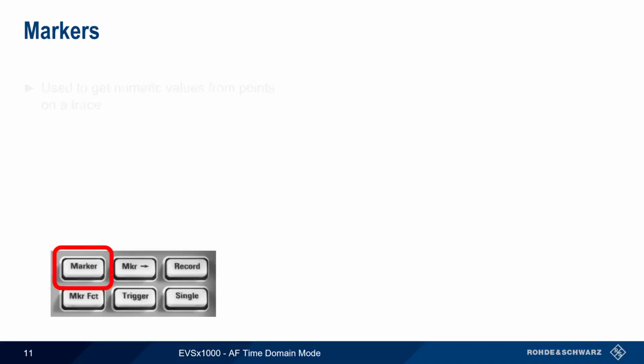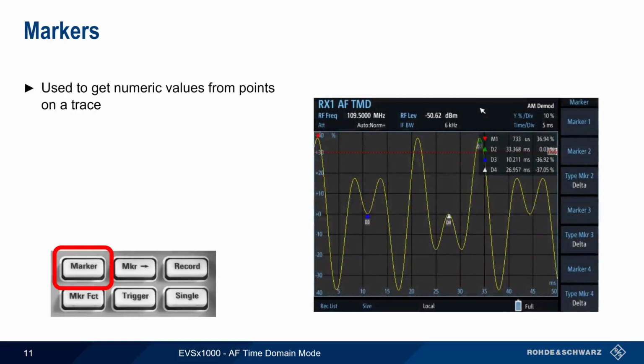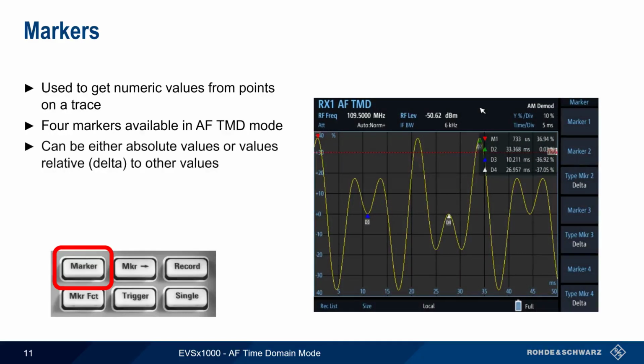Markers can be used to get numeric values from points on a trace. In time domain mode, 4 markers are available, and these can be used to obtain either absolute values or values that are relative to other values, the latter being so-called delta markers. On the EVS, the cursor keys or rotary knob can be used to place or adjust markers.